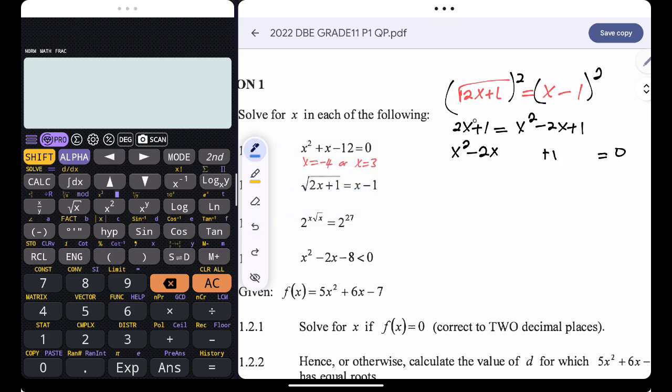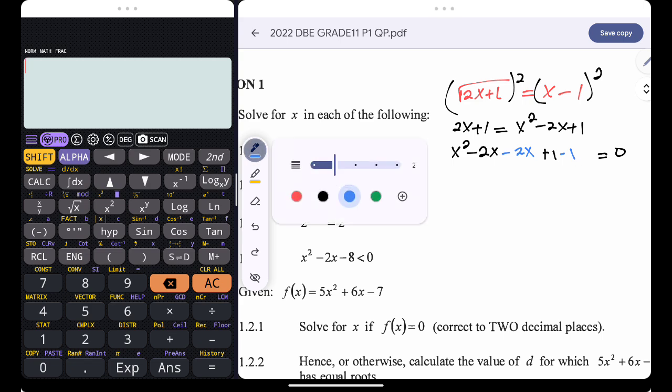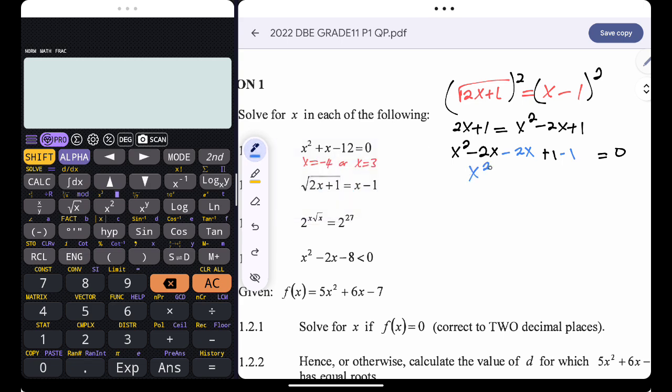The things that I'll move from the right hand side to the other side will obviously change the sign. I'll have negative 2x and the 1 will be negative now. So this will give me x squared minus 4x is equal to 0. Since I don't have a constant term for me to factorize, I must just take out a common factor. x times x minus 4 is equal to 0. Then x is 0 or x is 4.